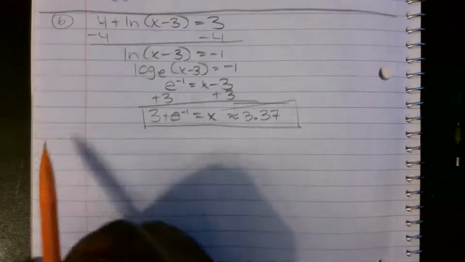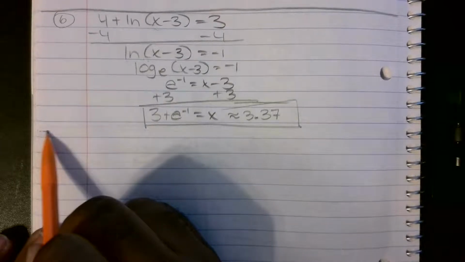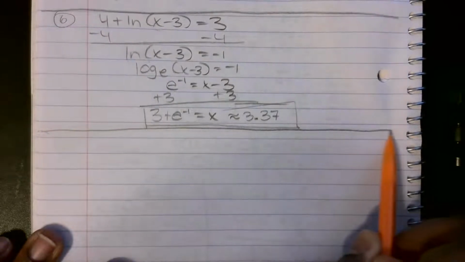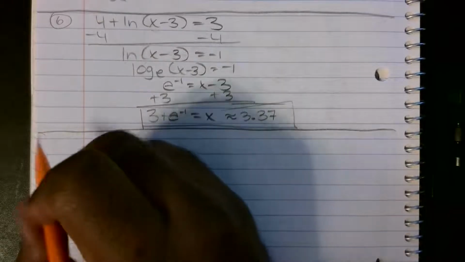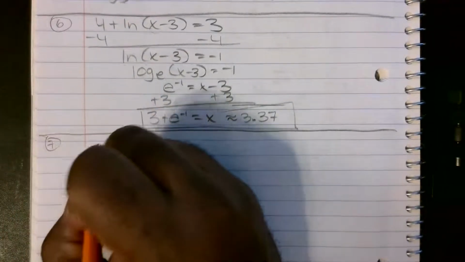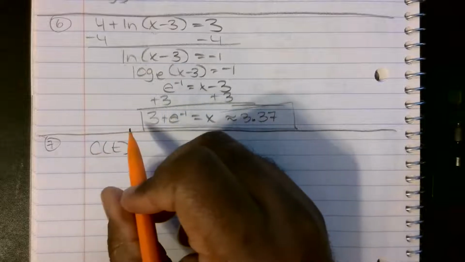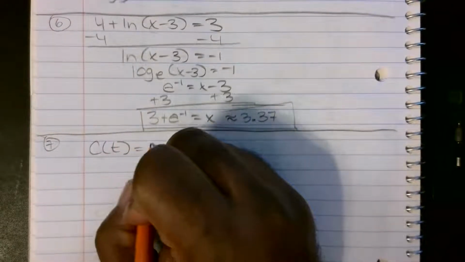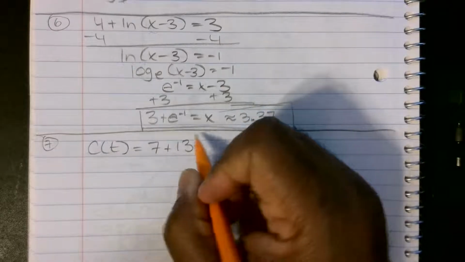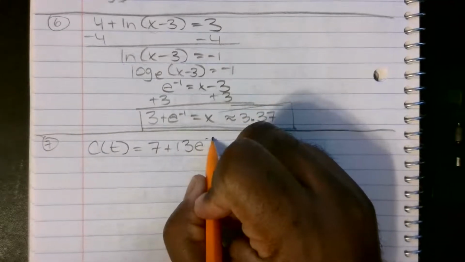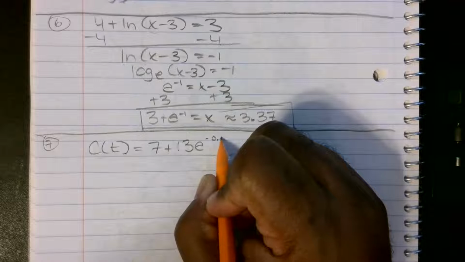Okay. This is a word problem. I'm not going to write it all the way out, but we'll do the same for all the word problems that you do like this. Okay, we have C of t is equal to 7 plus 13e to the negative 0.034t.